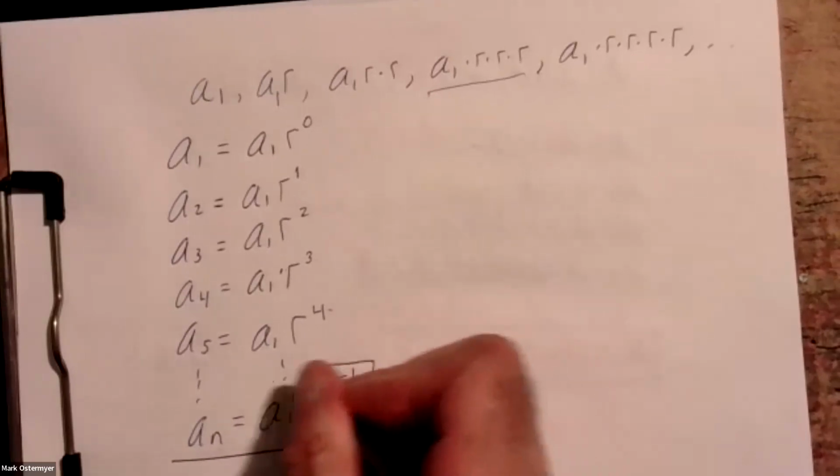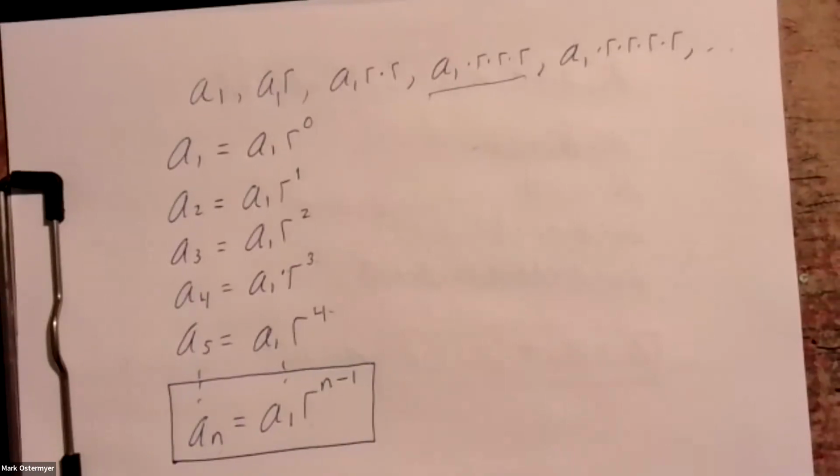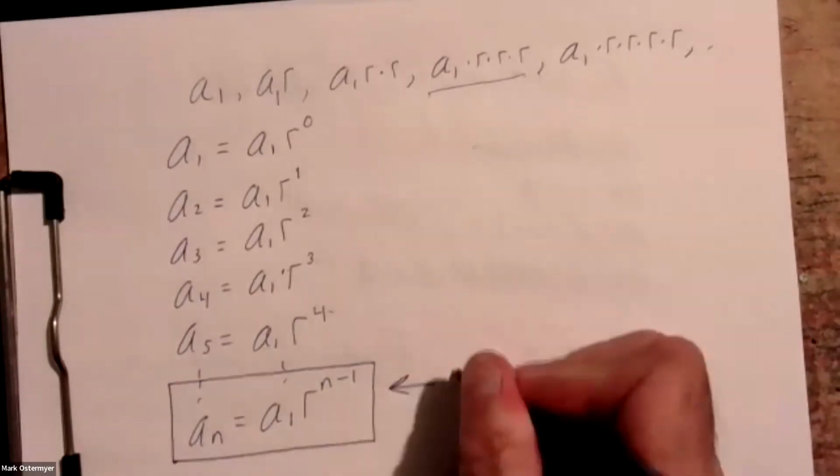Ladies and gentlemen, you have your nth term rule for a geometric sequence. This rule will crank out any term of a geometric sequence, so long as you know the first term and you know its common ratio. You can crank out any subsequent term. This is an important formula. I would recommend you memorize that. This is the nth term rule for a geometric sequence.